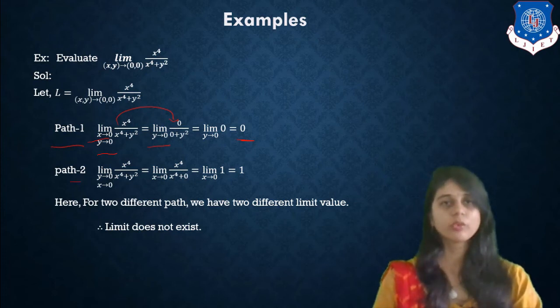Path 2. First apply y tends to 0, then apply x tends to 0. In this case, y tends to 0, so we get x raised to 4 upon x raised to 4. It is 1. Both limits are not equal. So, if we get two different limits, then the limit does not exist.